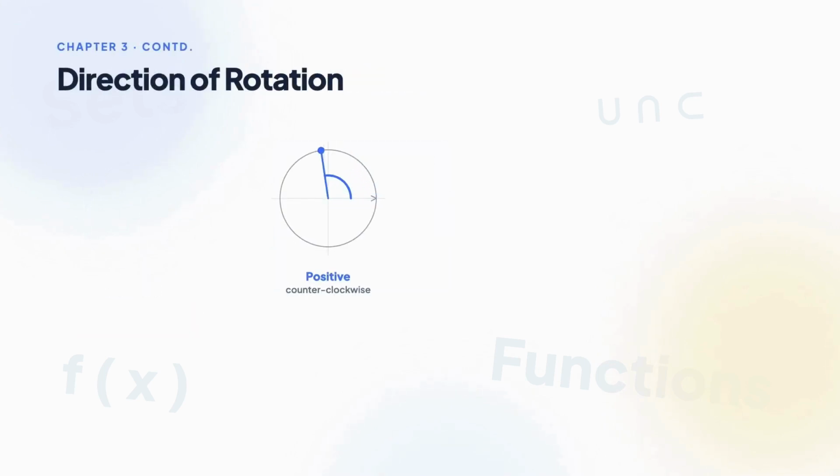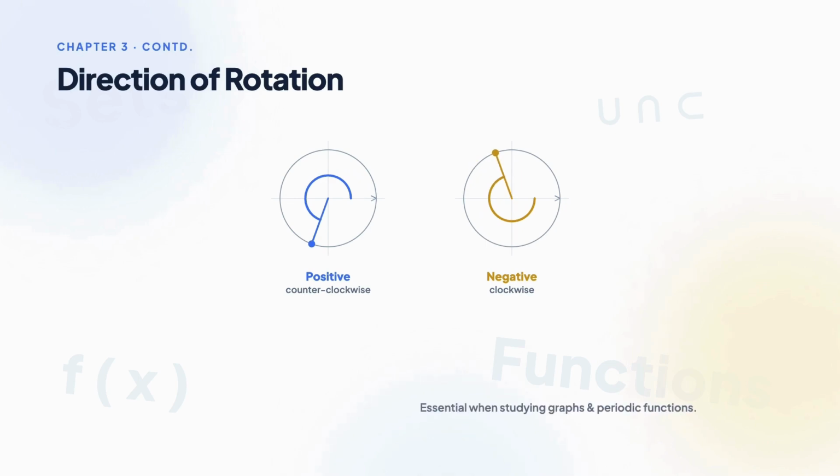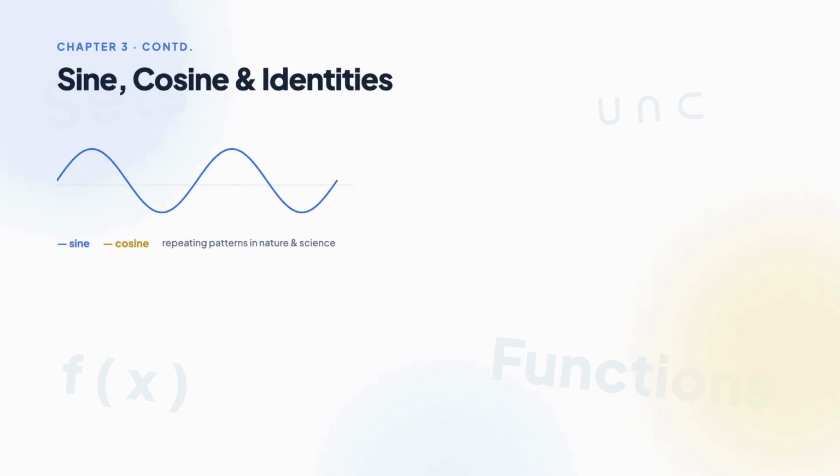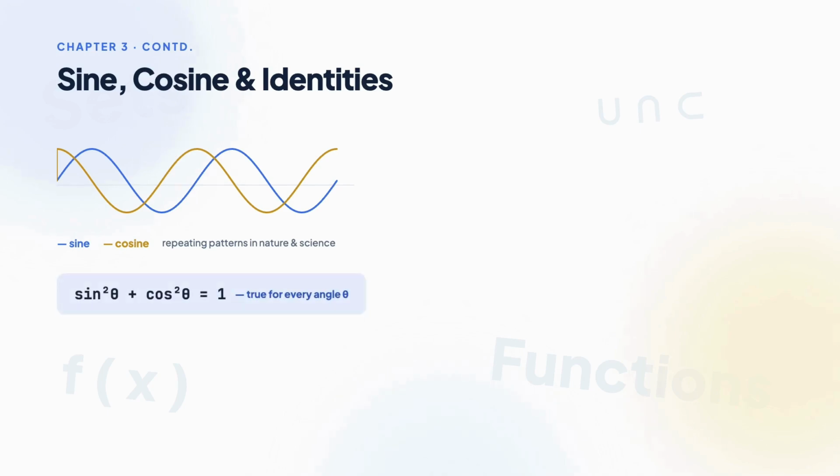Angles measured in the counterclockwise direction are considered positive, while clockwise rotations are considered negative. These conventions become essential when studying graphs and periodic functions. The sine and cosine functions describe repeating patterns that appear throughout nature, science, and engineering. Along with these functions, we'll also study important trigonometric identities. One of the most fundamental identities is sine squared theta plus cosine squared theta equals 1, a relationship that remains true for every angle and forms the basis for solving many trigonometric problems.